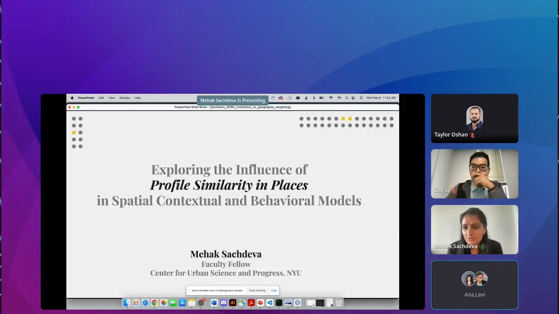My name is Mehak Sachdeva, and I'm a faculty fellow at New York University within the Center for Urban Science and Progress. This is an exploratory research study where I'm trying to figure out whether profile similarity in conjunction with spatial proximity affects spatial, contextual, and behavioral models, and how we might optimize that by introducing it into local models.